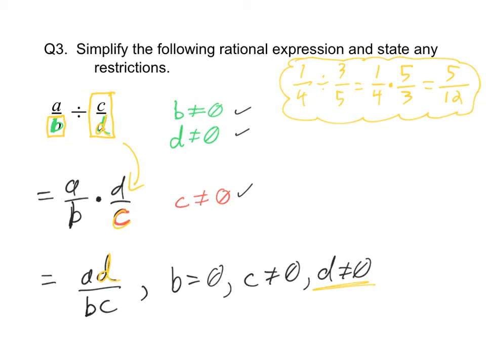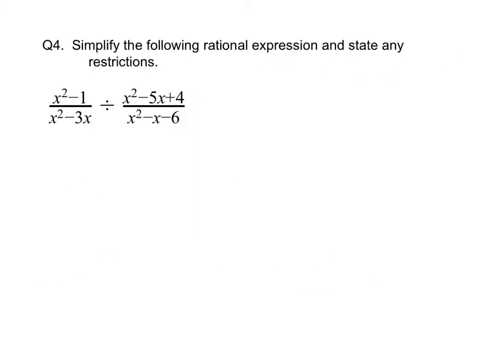Okay, let's look at a more complex problem so we can see this in action. We want to simplify this rational expression and state any restrictions. We're going to begin by factoring each of these numerators and denominators as much as we possibly can. So x squared subtract 1, that's the difference of squares. That's going to leave us with x plus 1 times x minus 1.